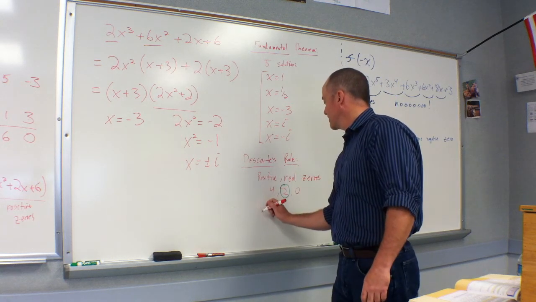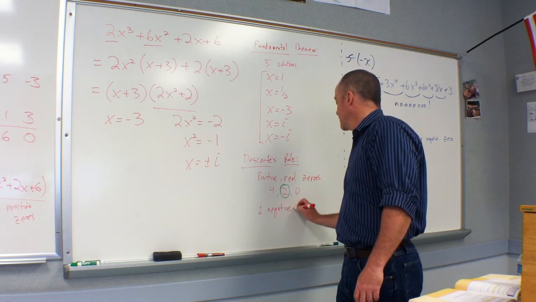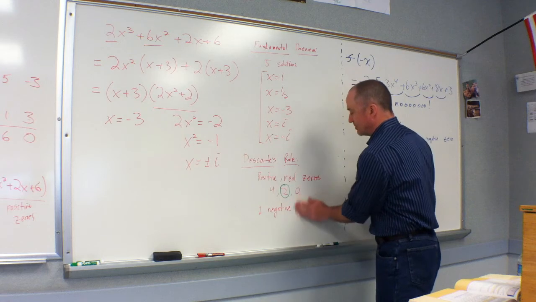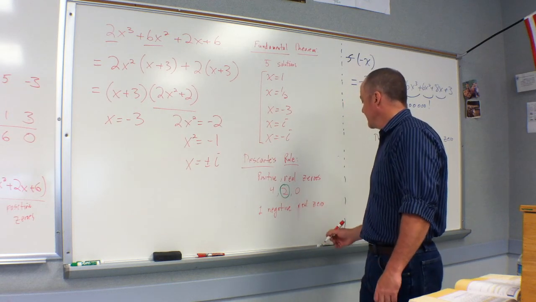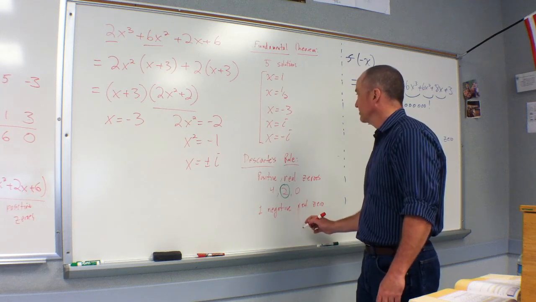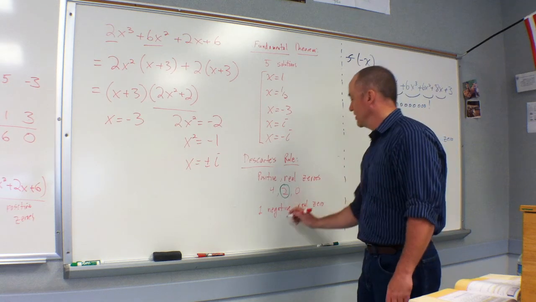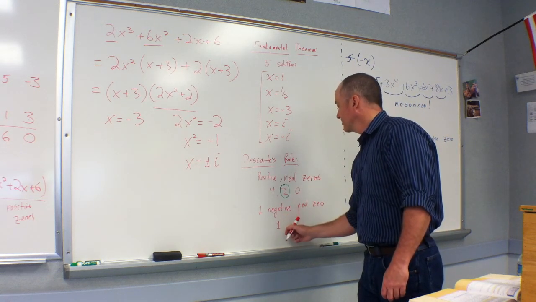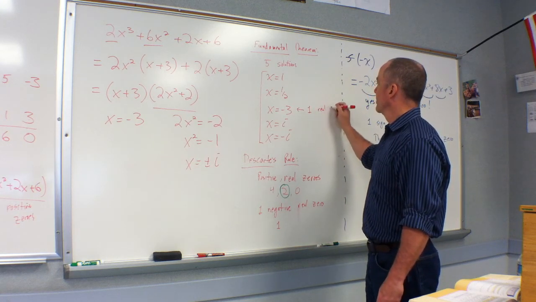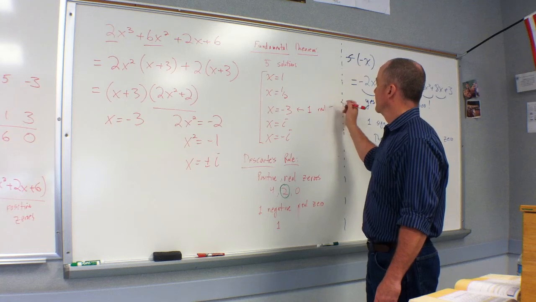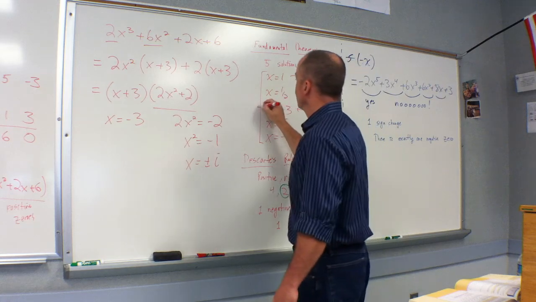And Descartes' rule of signs said 1 negative, let me specify, real zero. And did that work out? Yes, I just got the 1 of those. So there's my 1 real negative solution. Here are my 2 real positive solutions, and there was a total of 5.